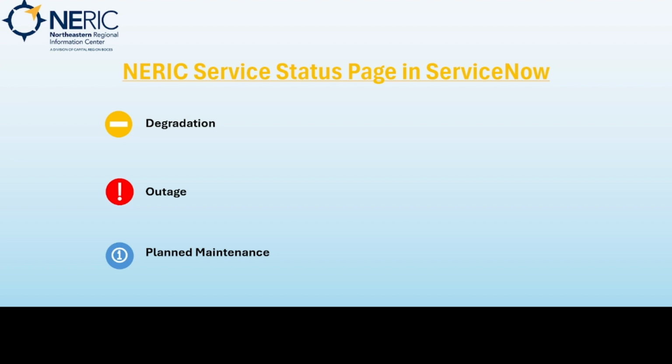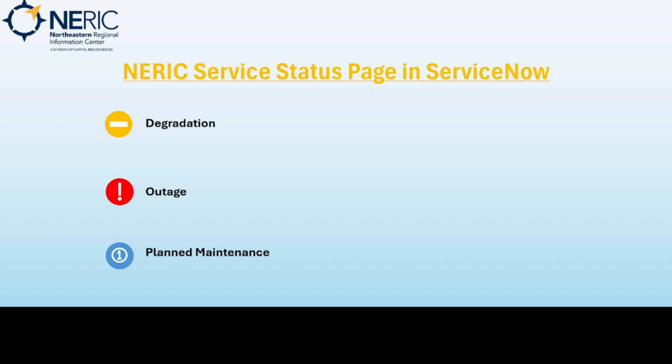When a NERIC service is experiencing a degradation, outage, or planned maintenance, NERIC agents can submit an outage record, which will then populate the Service Status Page. Let's define the items that affect the status page.